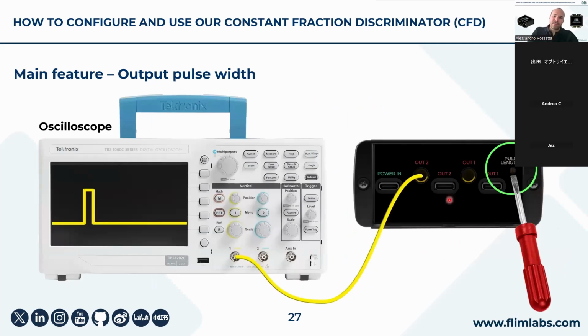Another feature that is worth talking about is the possibility, through a dedicated potentiometer, to regulate the duration of the output signal, so the pulse width of our output signal. Always using a screwdriver and now connecting one of the two outputs to an oscilloscope, we can play with the trimmer to make the pulse width longer or shorter, so change the duration of the pulse out.